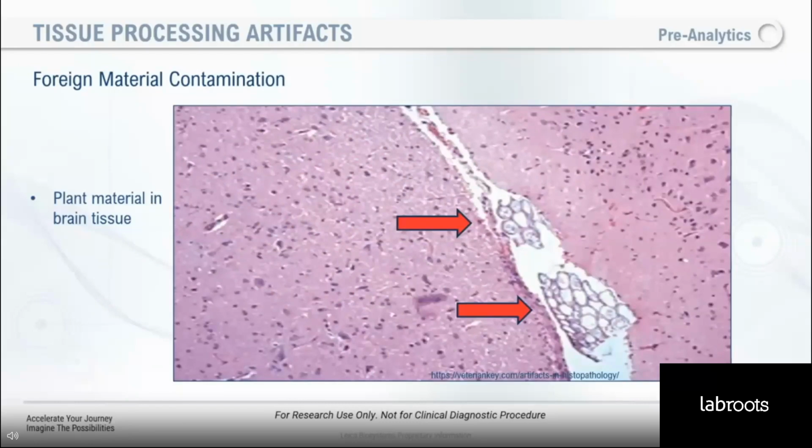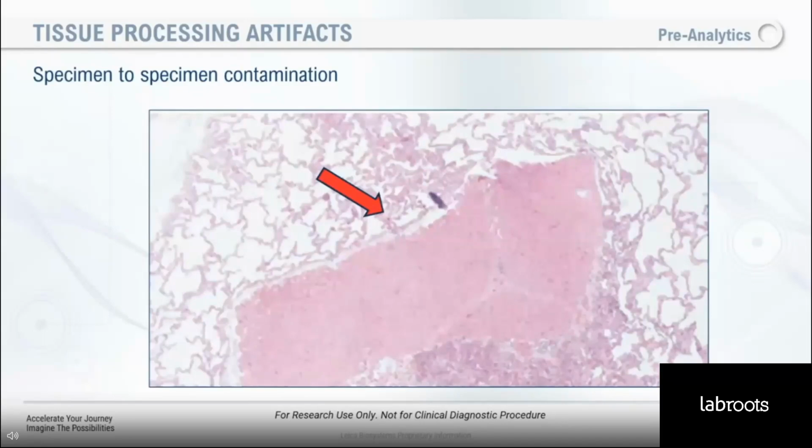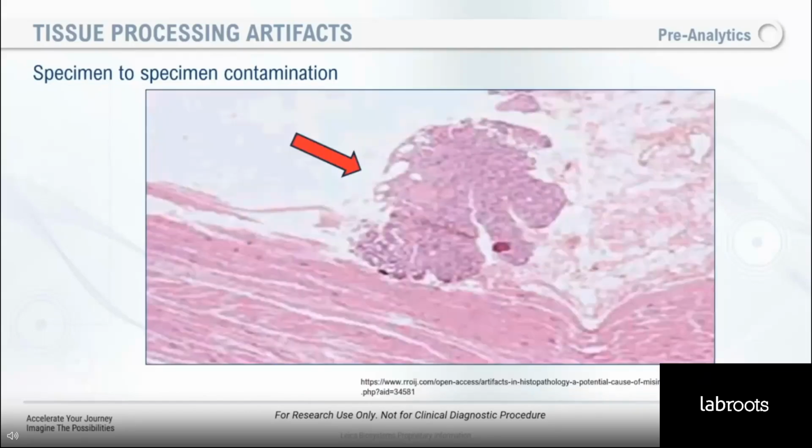Let's move on to another artifact that deals with contamination. The next three slides will show examples of such. On this section of brain, you can see by the red arrow that it's been contaminated with plant material. On this slide, the section of lung has been contaminated with a section of liver tissue. Here we have a section of cardiac tissue contaminated with a small fragment of thyroid.